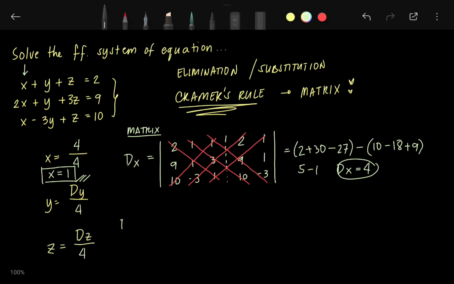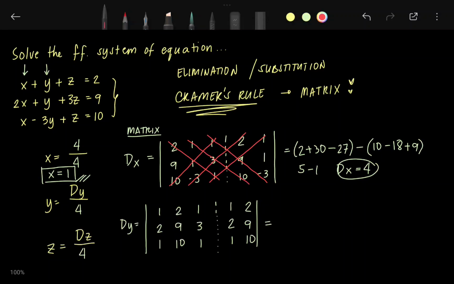Let's try to solve dy. So, same, but focus on this column. So, the coefficients of x, let's bring them back: 1, 2, and 1, originally. Now, we replace the column of y with 2, 9, 10. The column of z is 1, 3, 1. Dotted line. Copy the first two columns, 1, 2, 1, 2, 9, 10.